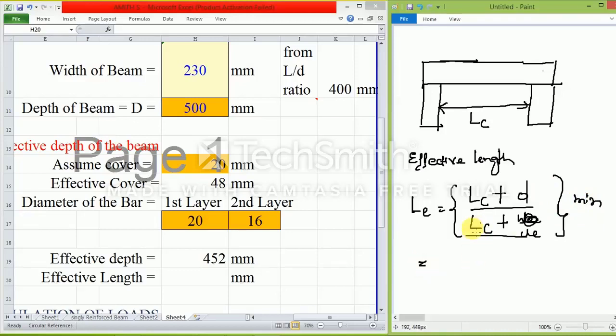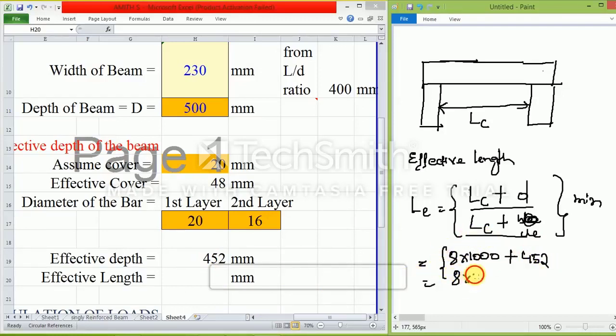Okay, let us see. So what is the length of the clear span? That is 8, it is in meter. I'll convert it to 8000 plus what is the effective depth? Effective depth is 452. Okay, I am just writing here. So the second formula is the same, 8 into 1000, that is length of the clear span plus width of the beam. You can see here, 230 is the width of the beam.